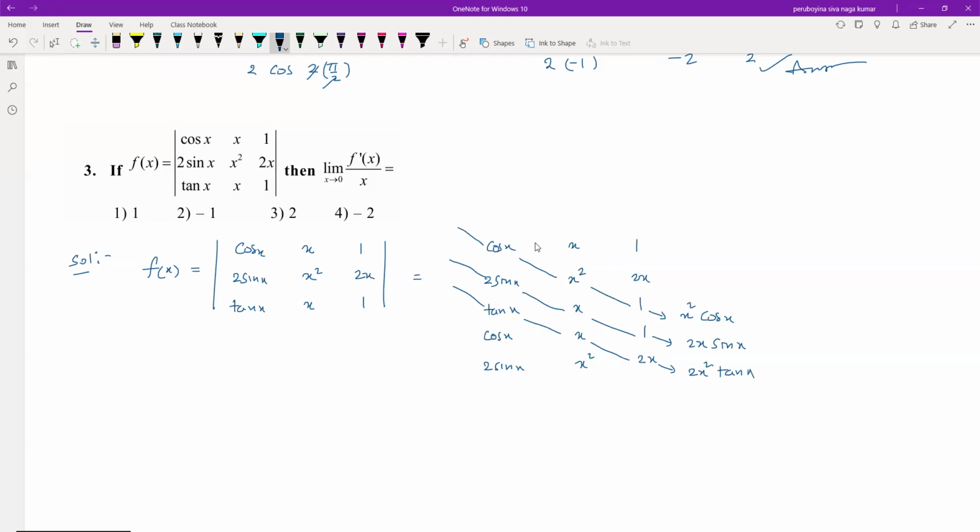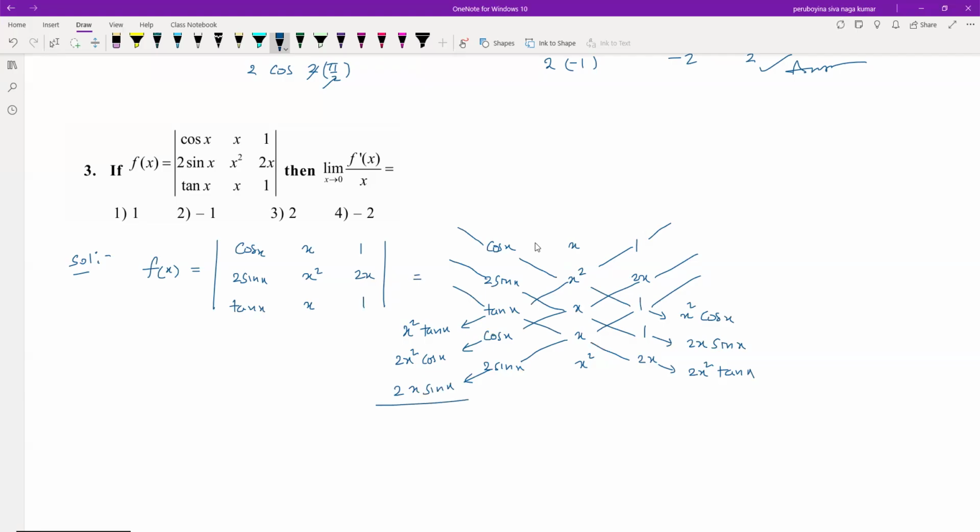Okay. And then do the same process with the other corner. From the top corner, you have to make arrows. If you try to multiply, so x square into tan x, multiply all the numbers and draw one more arrow. So 2x square cos x, and one more arrow. This is 2x sin x.